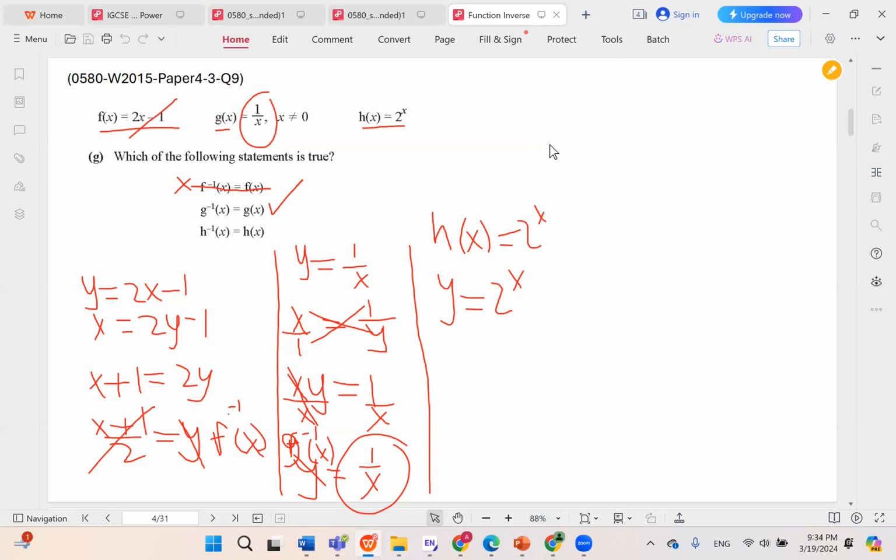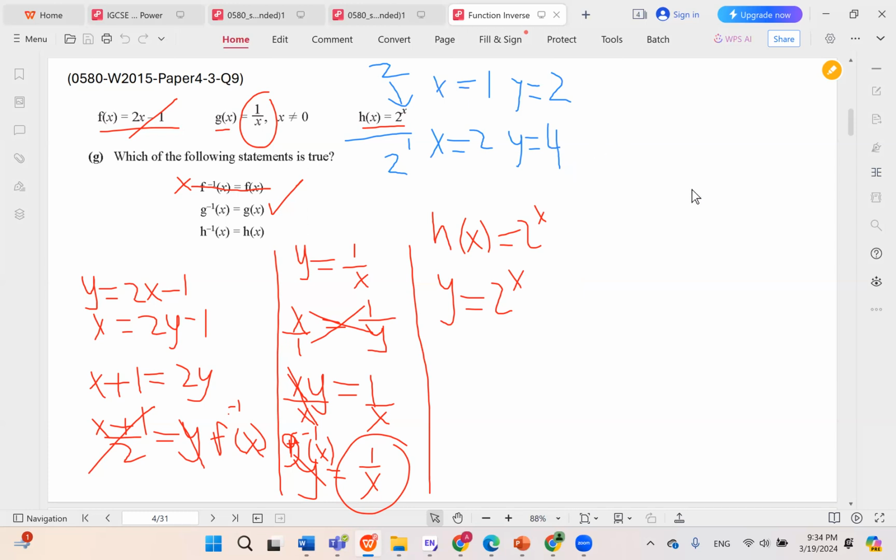So let's put in here x equals 1 and figure out what y will equal. So y will equal 2 power 1, which is 2. Now, if the inverse was the same function, you should put x equals 2, and then you should get y equals 1. So if we put 2 here instead of x, we get 2 power 2, which is 4. So the input and output do not switch.